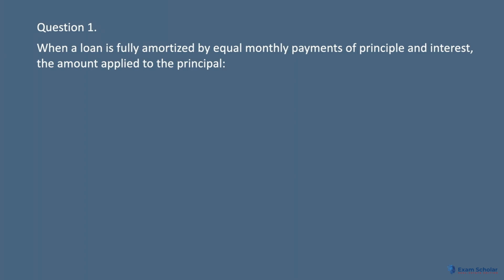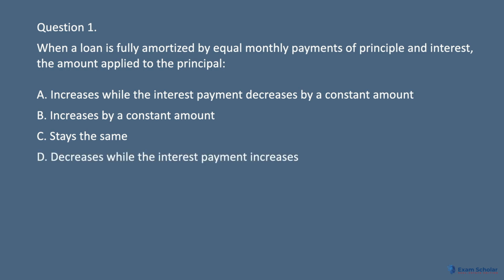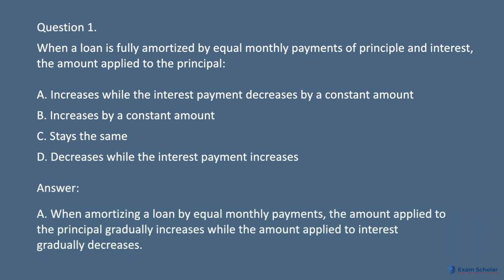Question 1. When a loan is fully amortized by equal monthly payments of principal and interest, the amount applied to the principal A. increases while the interest payment decreases by a constant amount. B. increases by a constant amount. C. stays the same. D. decreases while the interest payment increases. Answer A. When amortizing a loan by equal monthly payments, the amount applied to the principal gradually increases while the amount applied to interest gradually decreases.